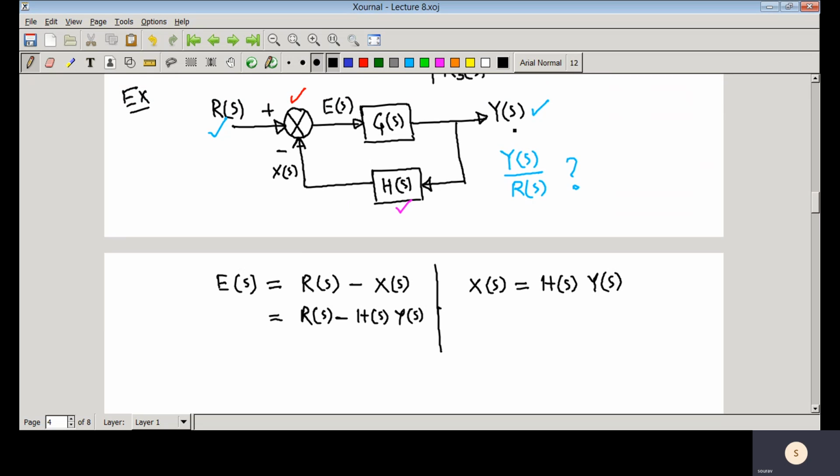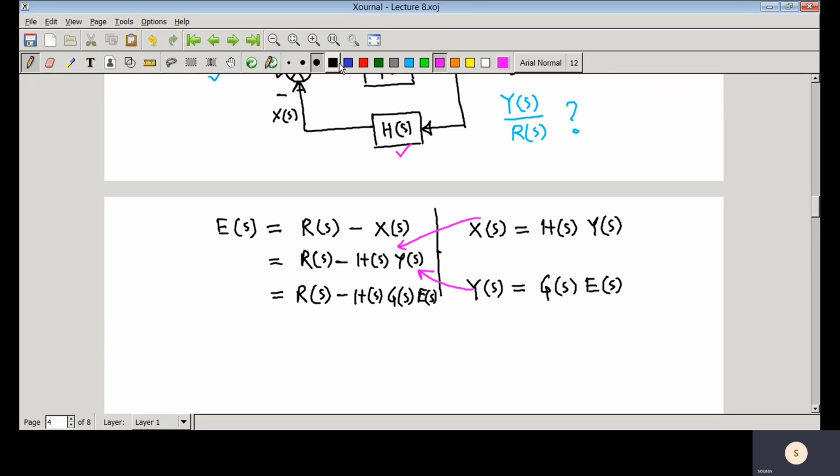Then what is Y(s)? We can see here that Y(s) equals G(s) into E(s). Now if you replace R(s) equal to H(s), then in place of Y(s), that is G(s) E(s). So first you have replaced here, and then you have replaced it here.